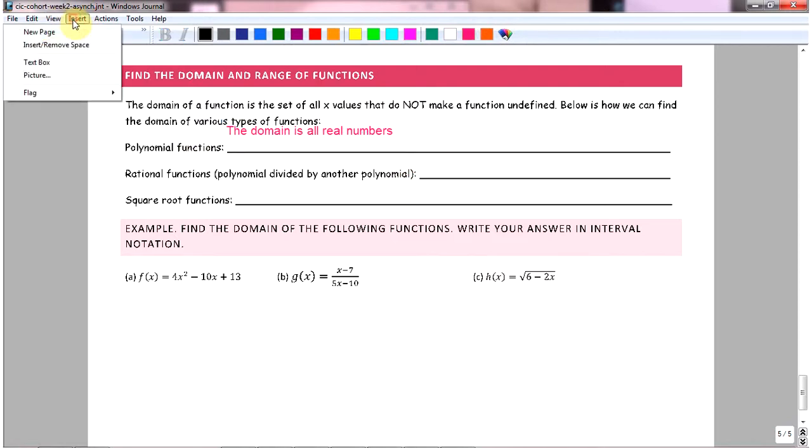Now, if we look at rational functions, and a rational function is when you have a polynomial divided by another polynomial.